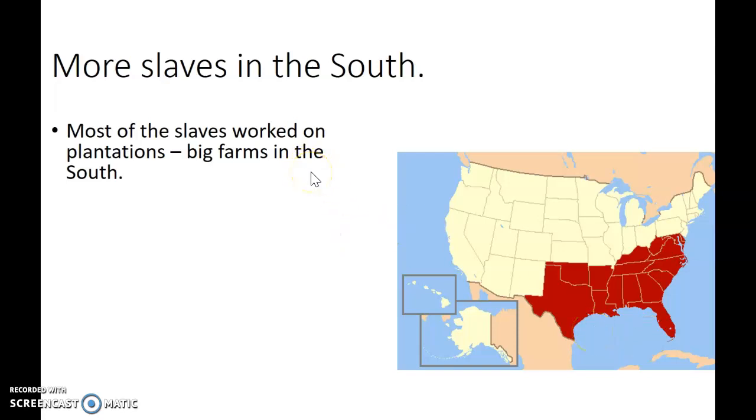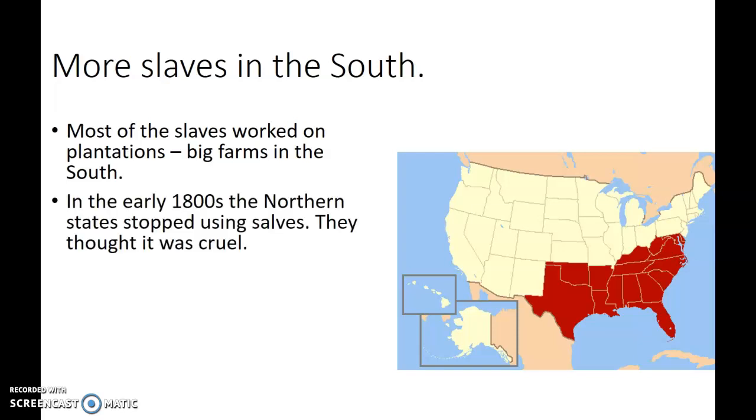Most of the slaves that came worked on plantations, and plantations are huge farms, gårder, kjempestore gårder, where they produced sugar, cotton, coffee beans, rice at some places.